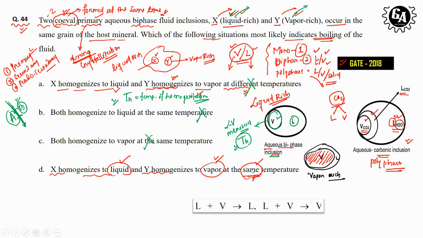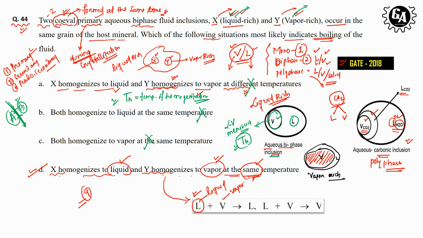Why? Because when we consider fluid inclusion studies, there are some assumptions taken, around 4 assumptions. So in this case, D is going to be your answer. And this statement, X homogenizes to liquid and Y homogenizes to vapor, is represented by this reaction: L plus V goes to L, and L plus V goes to V, where L is liquid and V is vapor.